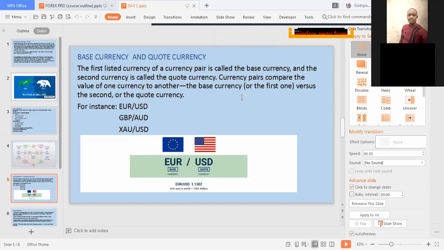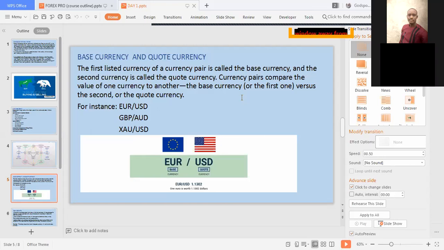A currency pair is when you have two currencies, and the two currencies are Euro and USD. Are you with me? Now look at Euro and USD. The first currency there is Euro. Euro is the base currency.